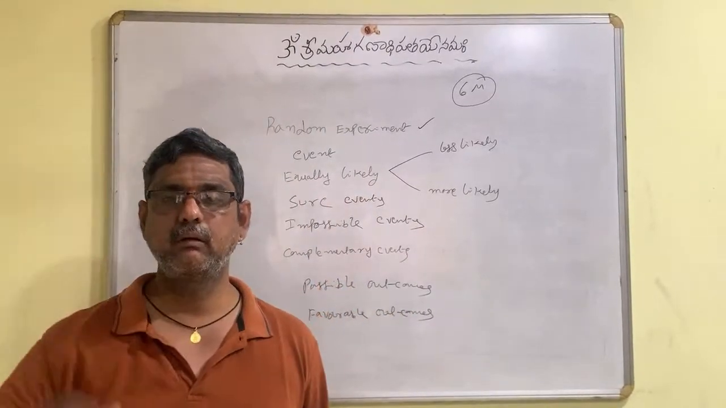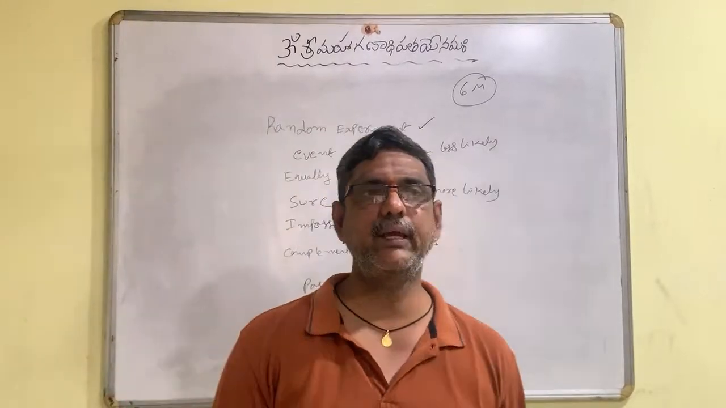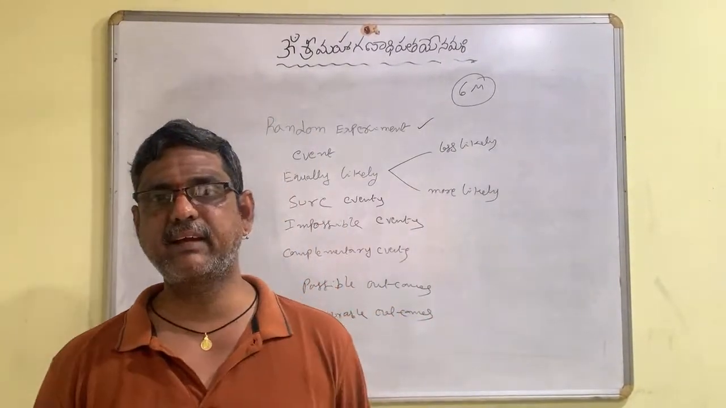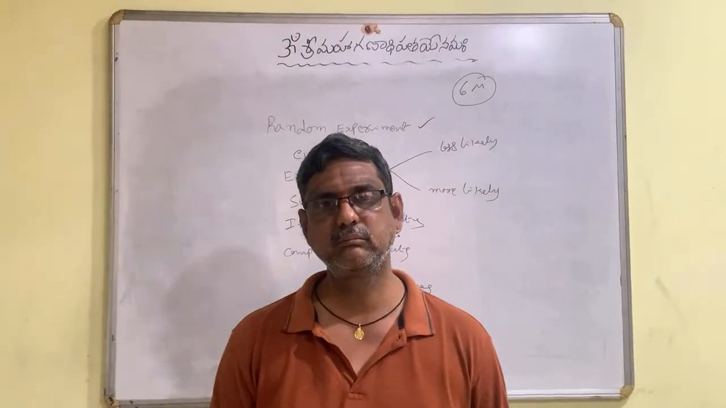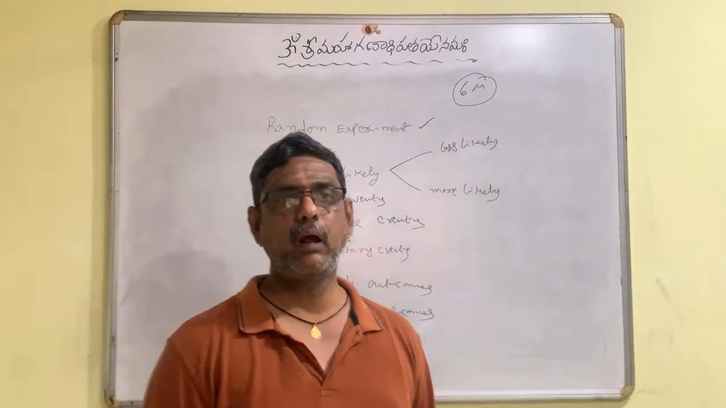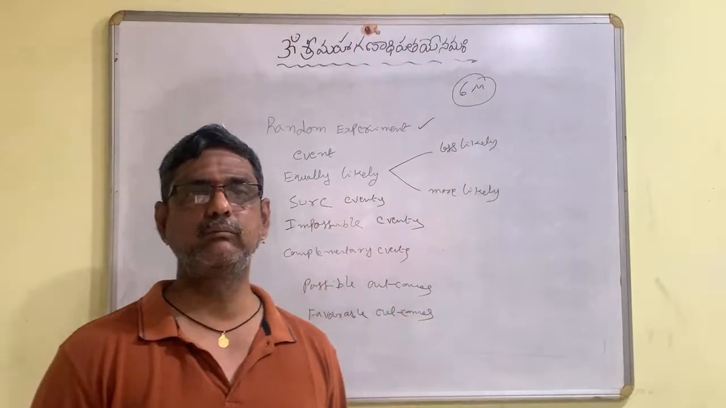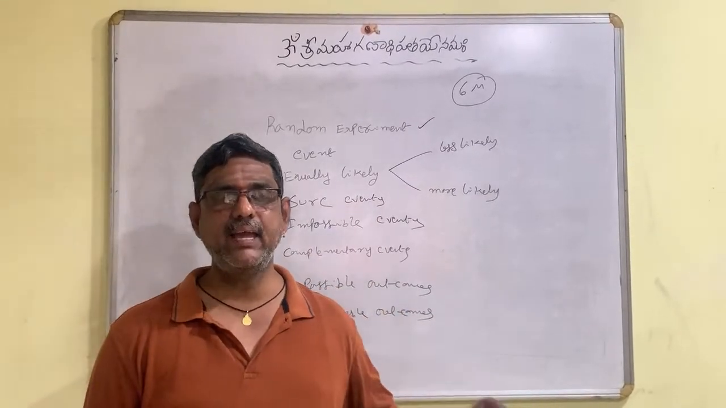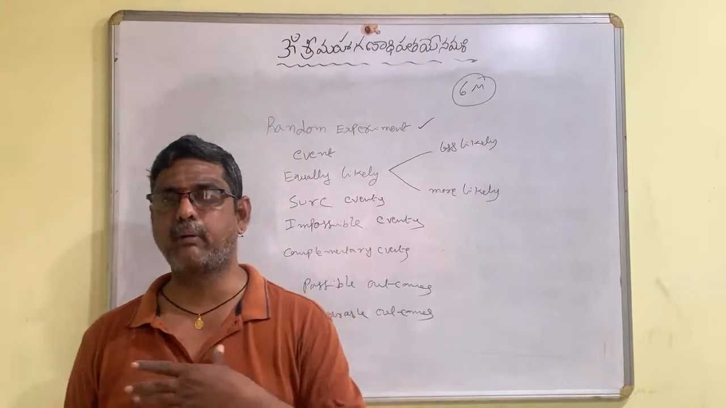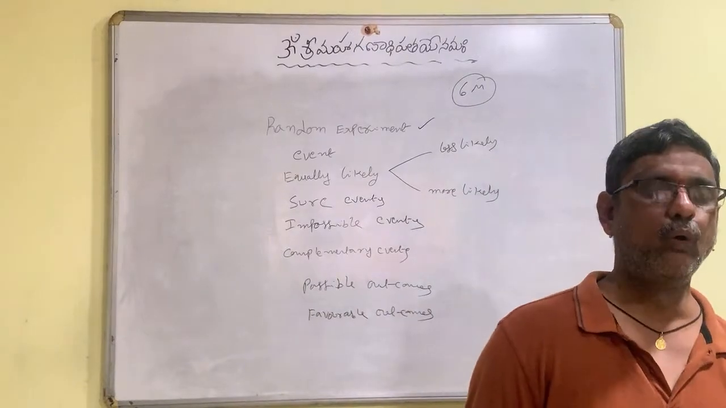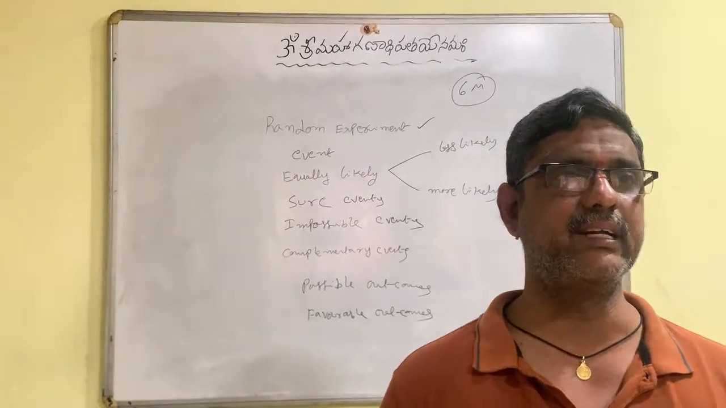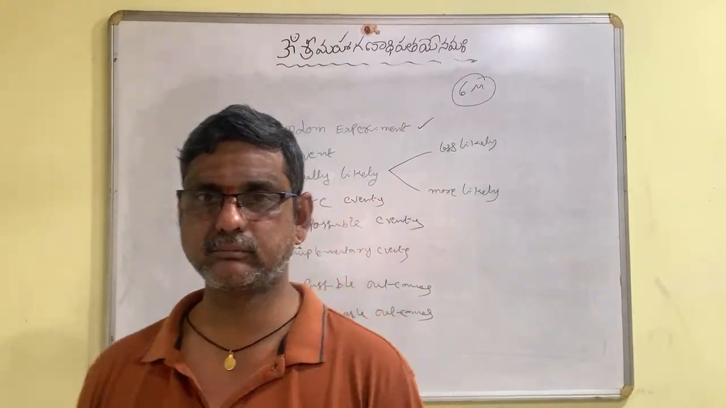For example, tossing a coin. The probability of getting head is 1/2. What is 1 and what is 2? I'll explain that. The probability of getting tail is also 1/2. So here, the events of getting head and getting tail both have the same probability. That's why they are called equally likely events.